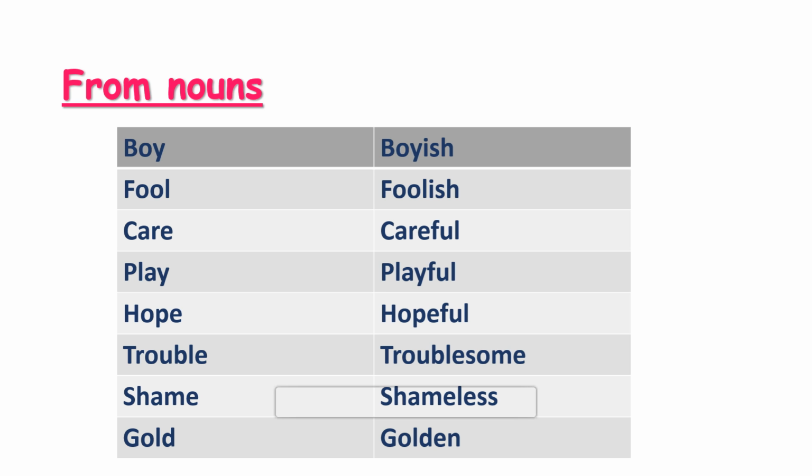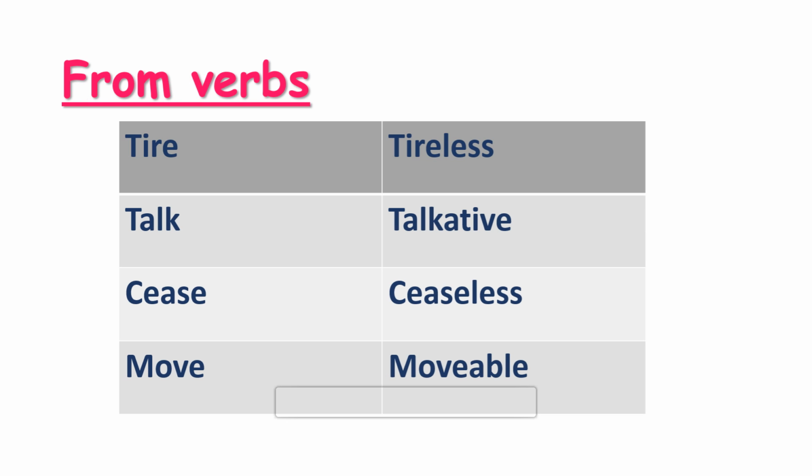So this way you can remember. Now care, careful, play, playful, hope, hopeful, trouble, troublesome, shame, shameless, gold, golden. So all these words are adjectives which have been formed from the words which are written in the first column. Then there are some adjectives which are formed from verbs also. For example, tire, tireless, talk, talkative, seize, ceaseless, and move, movable.